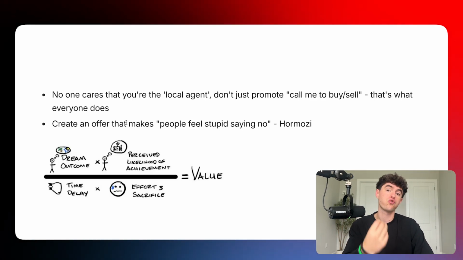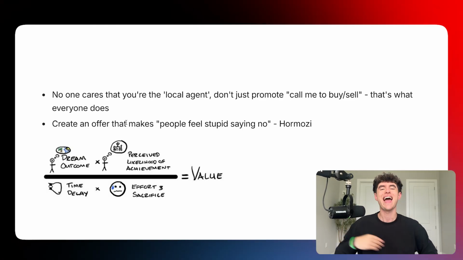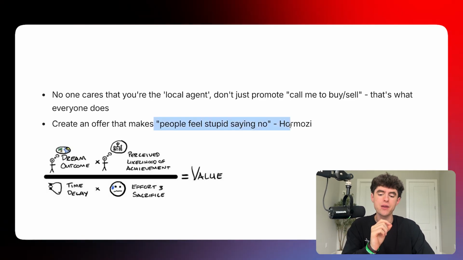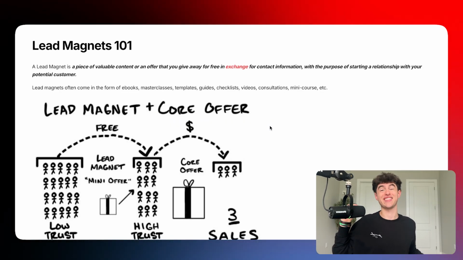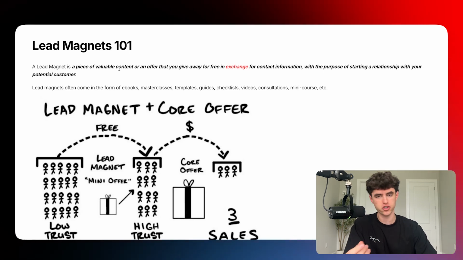So what you want to do is craft and build an offer around this specific perspective. And the offer should, as Alex Hormozi says, make people feel stupid for saying no. How you can do this is with lead magnets. Now, just a little crash course on lead magnets. I've talked about them on my channel.